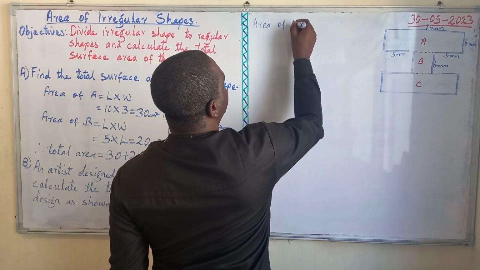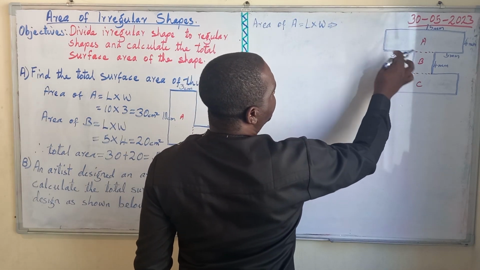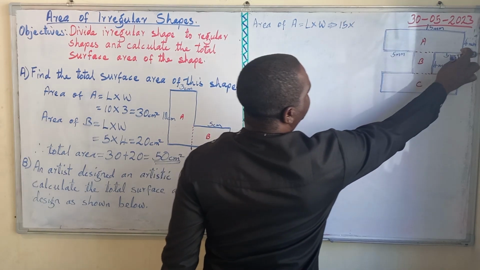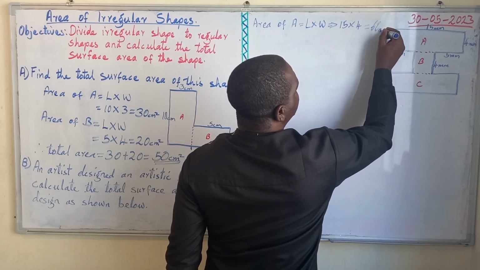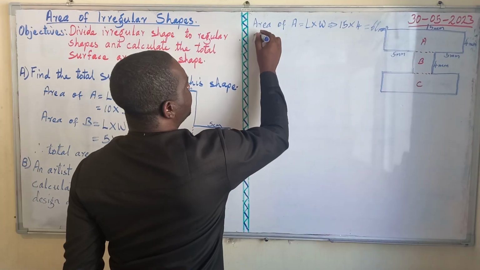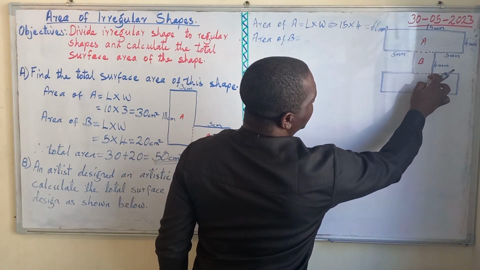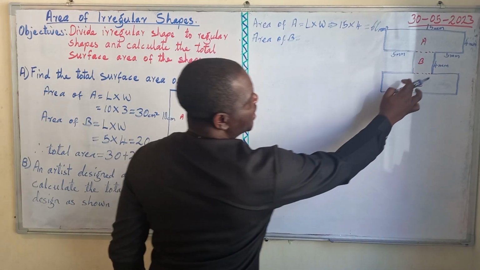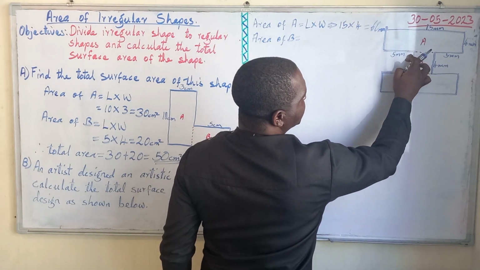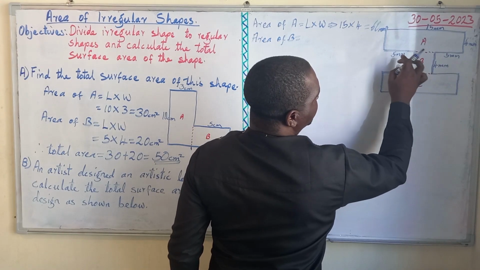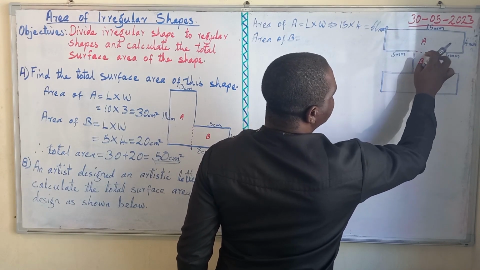Area of A is equal to length times width, and the length here is 15 while the width is 4, and 15 times 4 is 60 millimeters square. Let's go to B. Area of B is equal to, we have one side 4 and this side is missing. How do we find this side? All across is 15, and from here to here is 5, while from here to here is 5. So we're going to subtract this 10 from 15, which is going to give us 5 here.